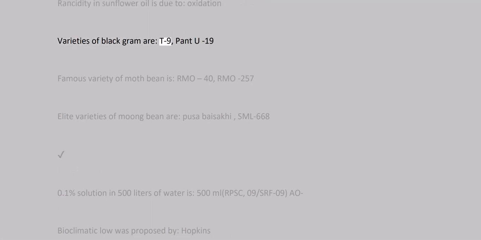Varieties of black gram are T9 and Pant U-19. Famous varieties of moth bean are IMO 40 and IMO-257. Elite varieties of mung bean are Pusa Baisakhi and SML 668. 0.1% solution in 500 liters of water needs 500 ml. RPSC 09, SIF 09.